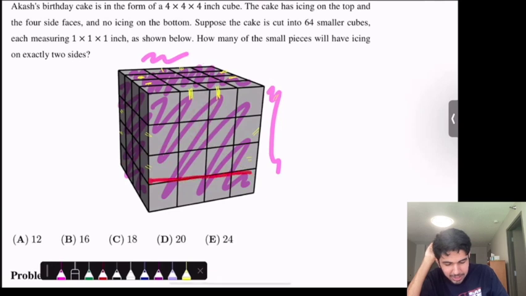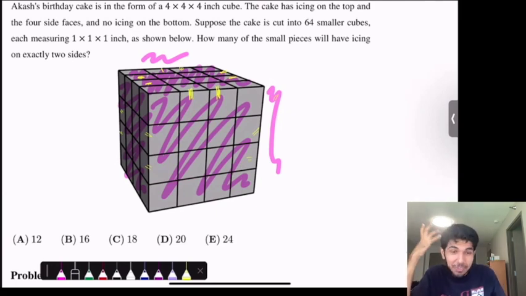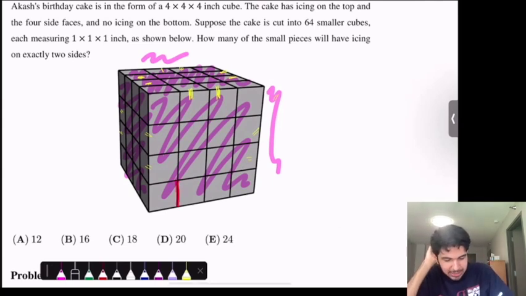Now we just have to consider this final layer here. And at this point we're in the mindset that if we find an edge, we're good because it has 2 sides, but we have to be careful because the bottom face does not have any icing on it. So for example, this edge piece will only have 1 side of icing on it.